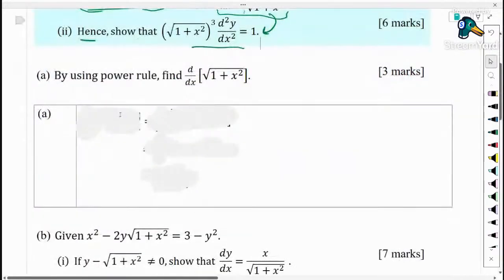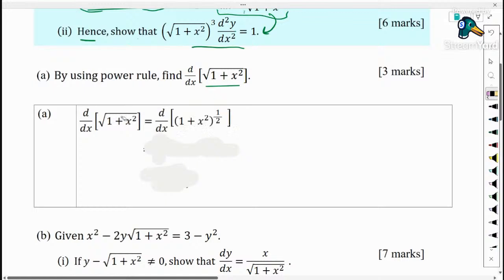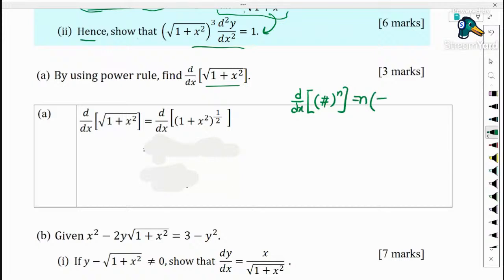Part A, by using power rules. So we want to differentiate this subject here. The subject is in square root form, which is not so convenient for differentiation, so I would like to convert it into indices form. Before we go on further, recall how to do differentiation by power rules. If you differentiate with respect to x a function hashtag to the power of n, by power rules, it will be: multiply the power to the front of the brackets, reduce the power by 1, and multiply with the differentiation of the hashtag, which is the bracket terms.